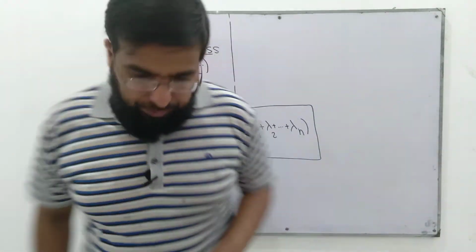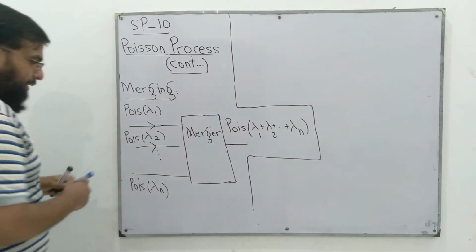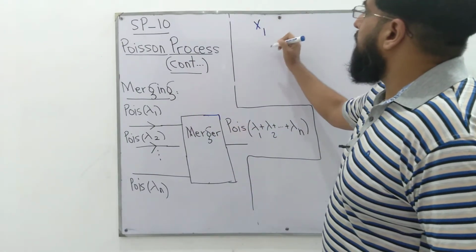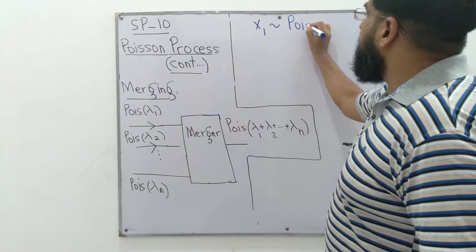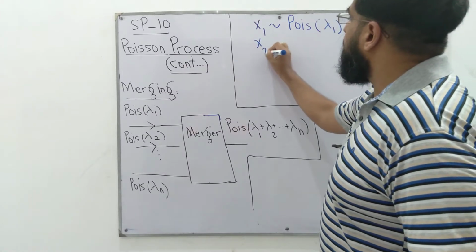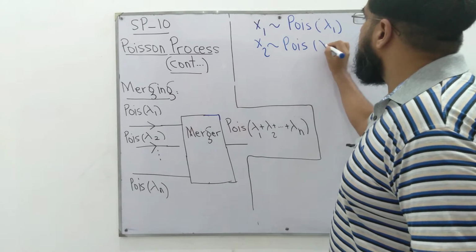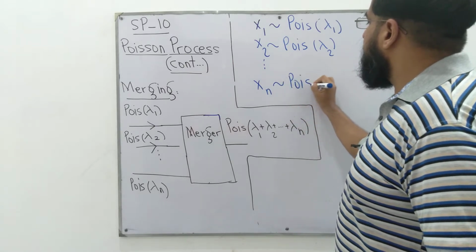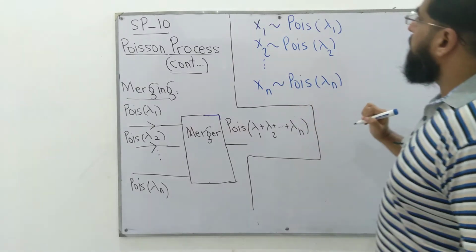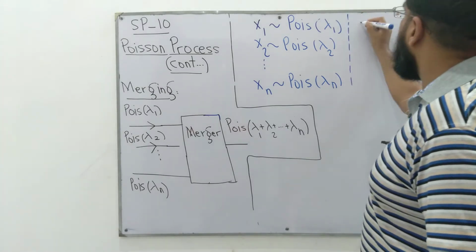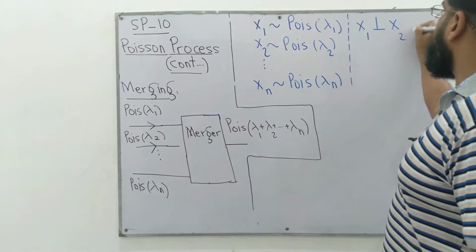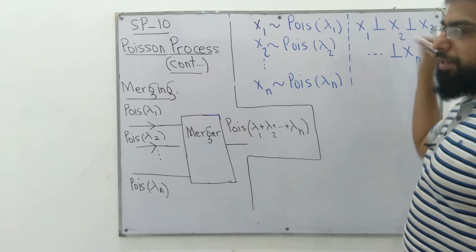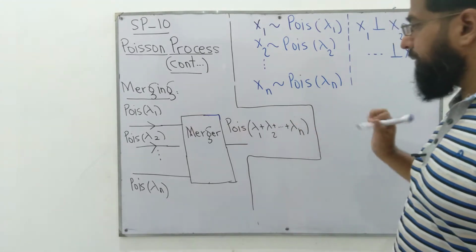Another assumption that we make for these n independent processes is that if x1 is a random variable that belongs to the first Poisson distribution, x2 is another random variable that belongs to the second distribution, and xn is a random variable that belongs to the nth Poisson process, then x1, x2, x3 and xn are independent of each other. They are independent random variables.